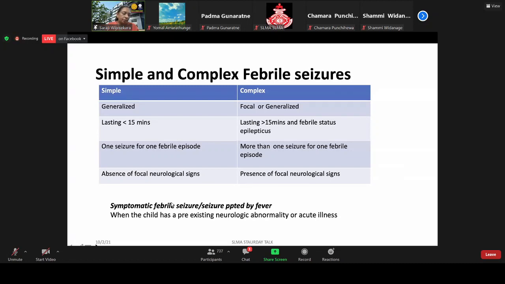And then I thought I'll put this as well: a symptomatic febrile seizure, or a seizure precipitated by fever, when the child has a pre-existing neurological abnormality. Now you can imagine, with the definition, we cannot call it a febrile seizure. Therefore, if there is a pre-existing neurologic abnormality, or if there is an acute illness, then you can call it a symptomatic febrile seizure or a seizure precipitated by fever. That's another terminology, but it does not belong to these two categories, right?